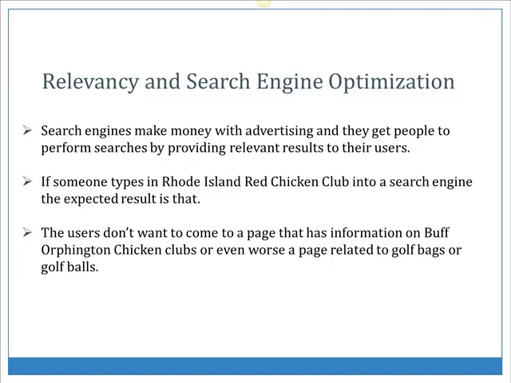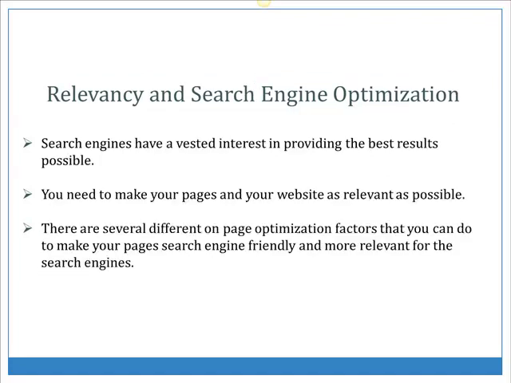Or even worse, a page related to golf bags or golf balls or something. Why would you do that? Maybe a chicken barbecue on the golf course. I don't know, whatever. You've got to be careful about that when it comes to search engine optimization. Go after the specifics. If somebody types in Rhode Island Red Chicken Club, that person knows exactly what they're after. They're not after anything else but that. And that's what you want to have. That would be an excellent keyword phrase if you were into Rhode Island Red Chicken Clubs.